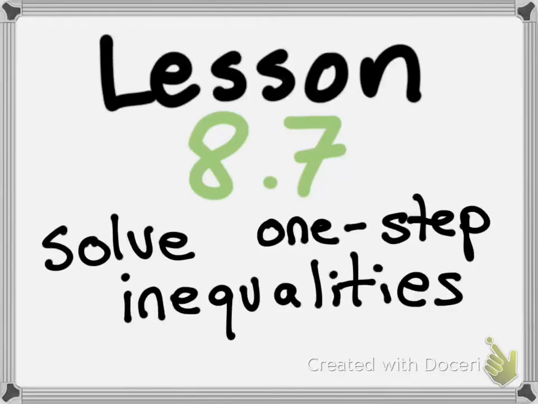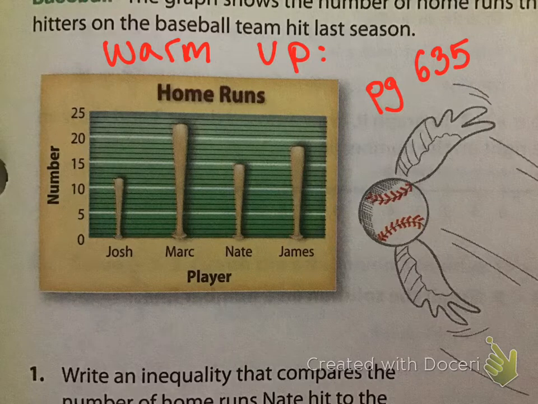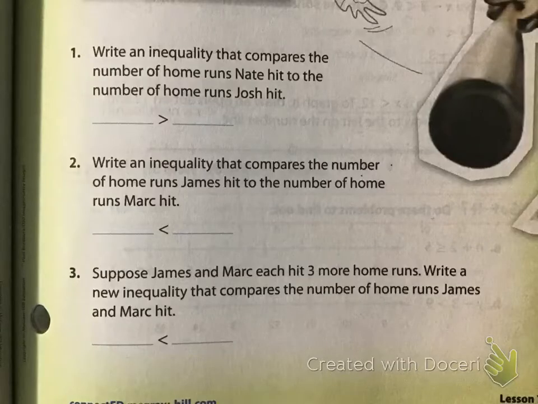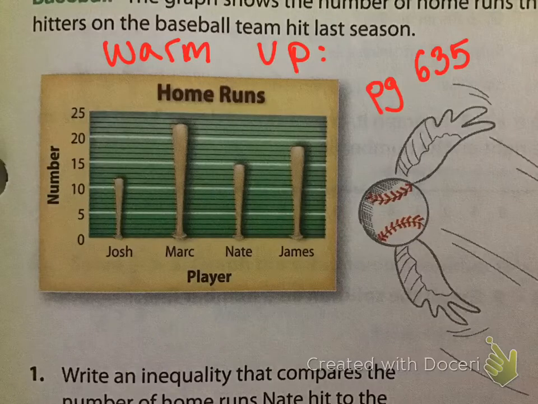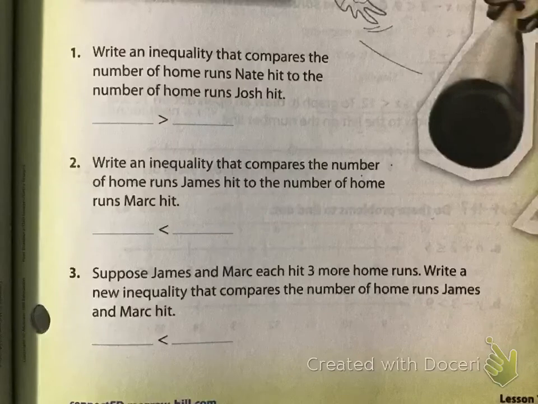Today we are beginning lesson 8.7, solving one-step inequalities. This was introduced to us in chapter 6, reinforced in chapter 7, and I actually went over it yesterday. So your warm-up is going to be on page 635. I want you to complete that warm-up. It says, write an inequality that compares the number of home runs Nate hits to the number of home runs Josh hits. So what's our inequality then, Lucy?